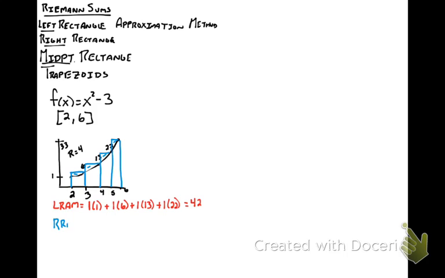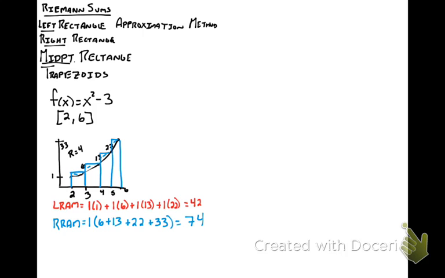So my RRAM, which I did in blue, all of the rectangles happen to have a width of 1, so I'll use the distributive property in this case. It'll be the width times the various heights. So the heights in this case are 6, 13, 22, and 33. And when I calculate the RRAM, we end up with an approximation of 74 square units.